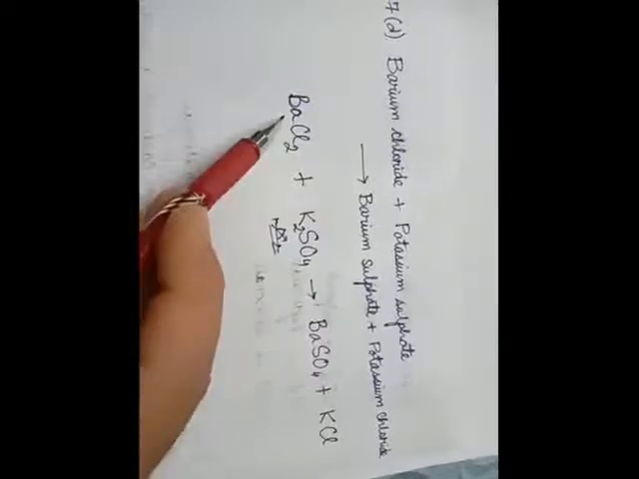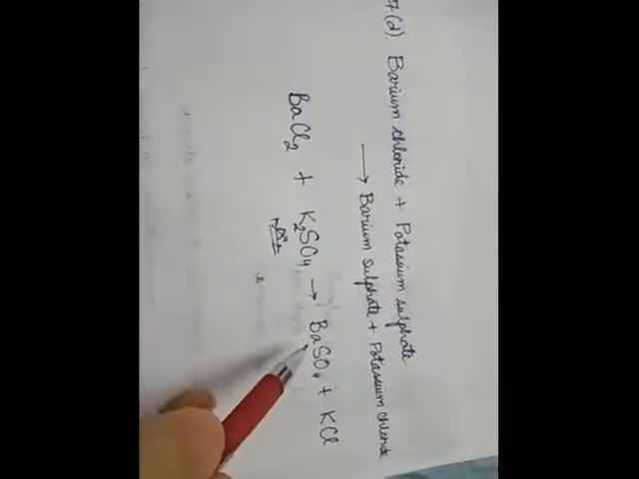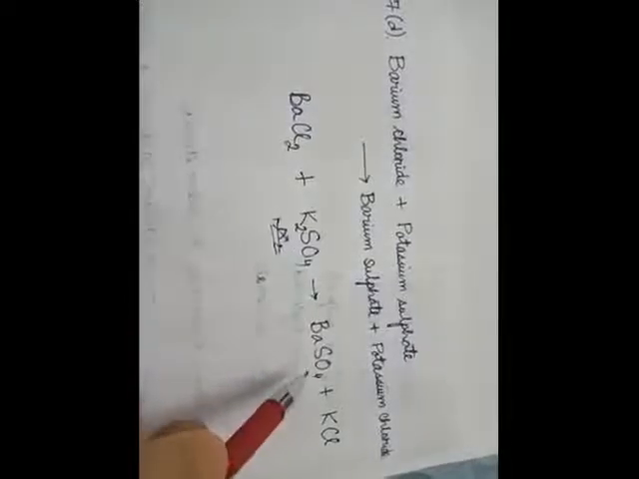Now let us try to balance this equation. Here we find barium is 1 atom on this side and 1 atom on this side, so barium is balanced. Sulfate is 1 unit here and 1 unit here, so sulfate is balanced. But chlorine and potassium, 2 atoms of each are present on the reactant side, but 1 atom of each is present on the product side. To balance them, we can put a number 2 here. Now the number of these atoms is also balanced: 2 chlorine atoms, 2 chlorine atoms, 2 potassium atoms, and 2 potassium atoms. Thus we get a balanced chemical equation.